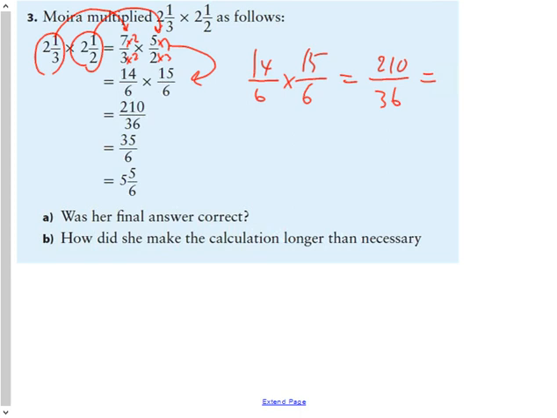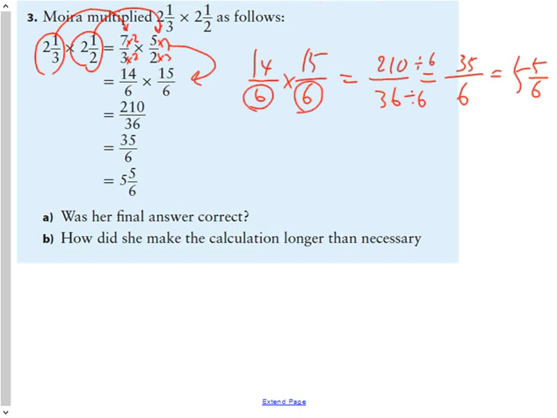What did you do here? Oh yeah, reduce it to lowest terms. So she divided by 6 and 6 to get 35 over 6. How many 6s are there in 35? There's 5, with 5 left over. So the mistake she made was she did not need to find common denominators.